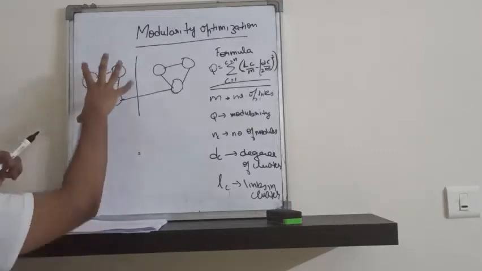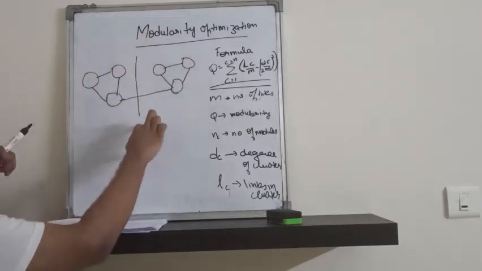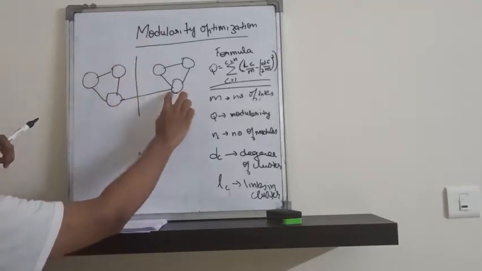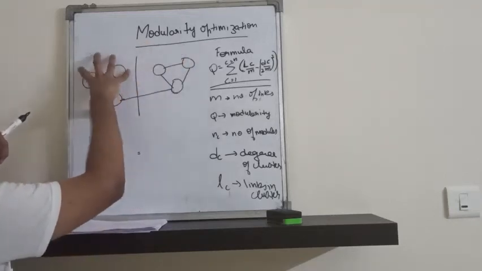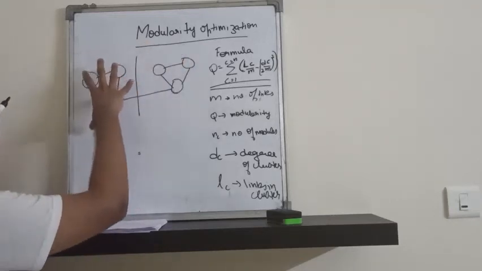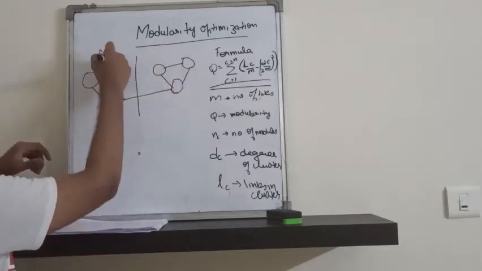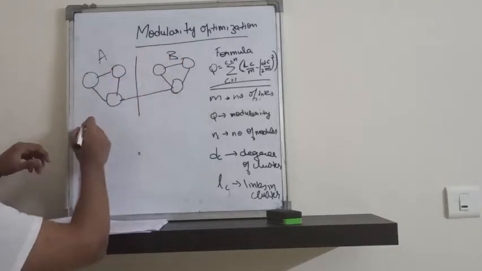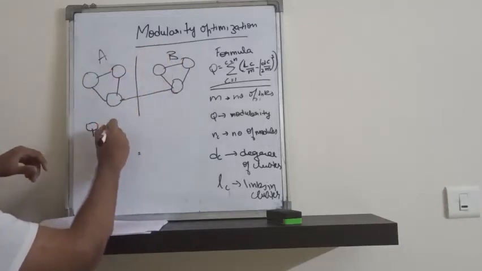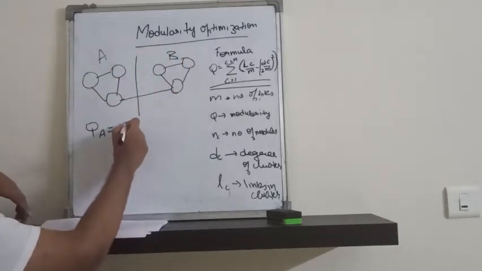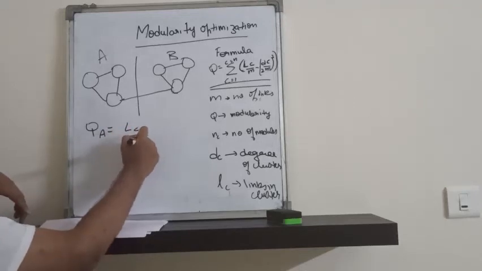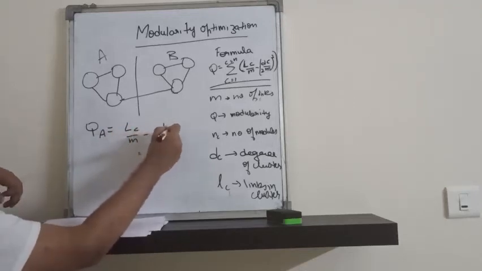So we'll be applying it on each module. This is the edge that I've removed. So these are the two modules, or clusters, that we have, and we have to find out for each of the clusters the value of Q. So I'm naming this part A and this part B. So let us find out QA first. Okay, QA is equal to LC divided by M minus (DC divided by 2M) whole square.